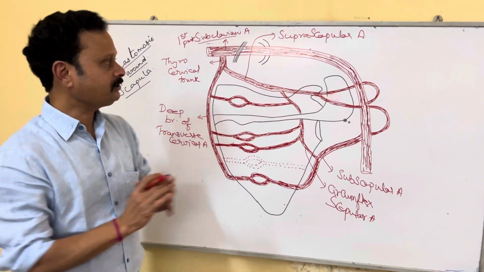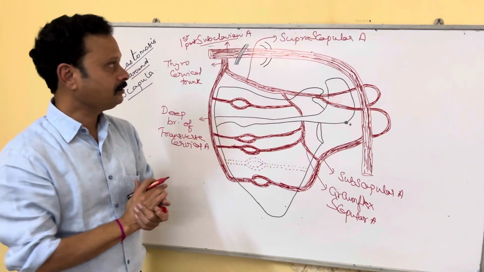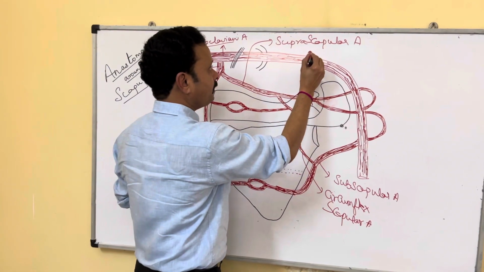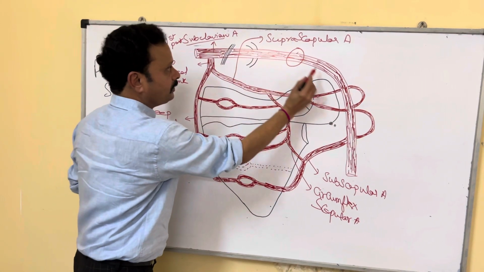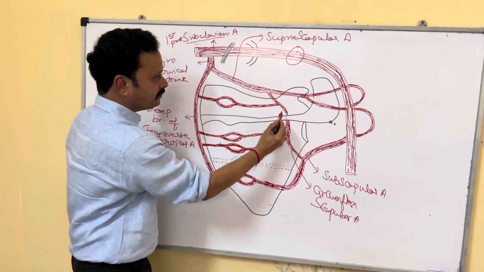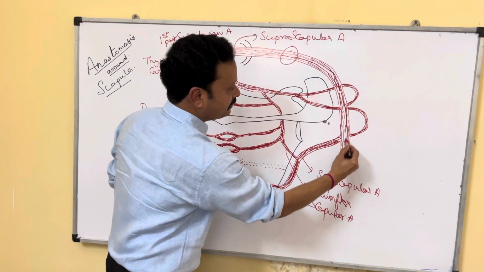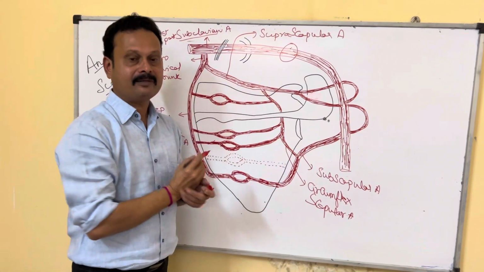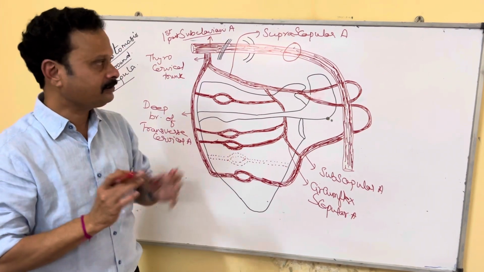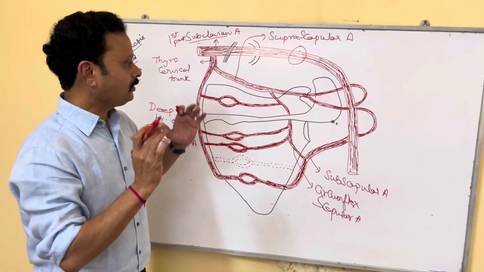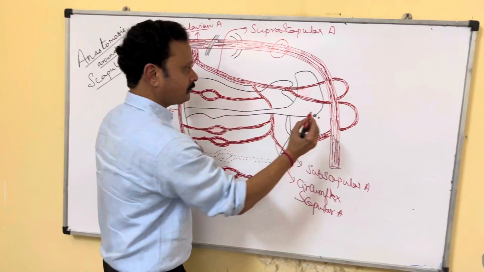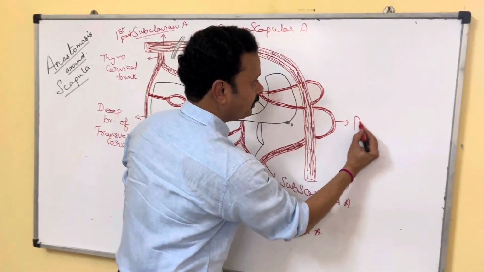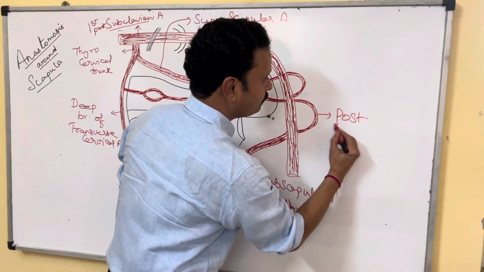Clinical importance of this is that it maintains a collateral circulation. Suppose there is any obstruction seen here, the blood cannot go directly like this. So instead the blood may pass through this anastomosis and reach the axillary artery and maintain the collateral circulation. So this is all about the anastomosis around the scapula. Just to label it, this one is the posterior circumflex humeral artery.